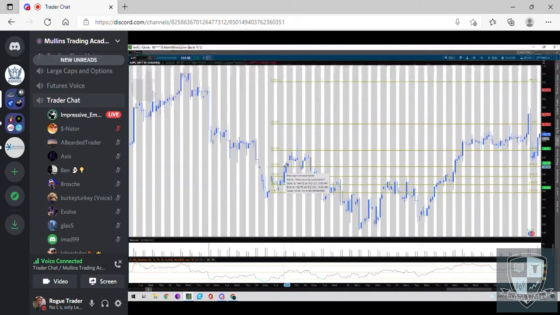It shot right up to the 161 and went up above it. The 161 is acting as support. It tried to get through to 261, but failed. We have this big shooting star, which gives you a good indication we're not going to continue up. And that's exactly what happened. We made this lower high.